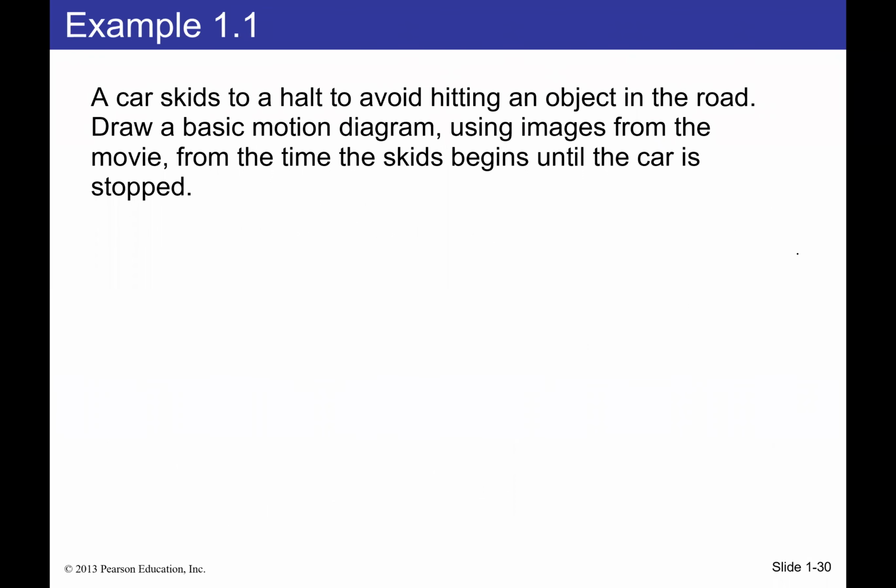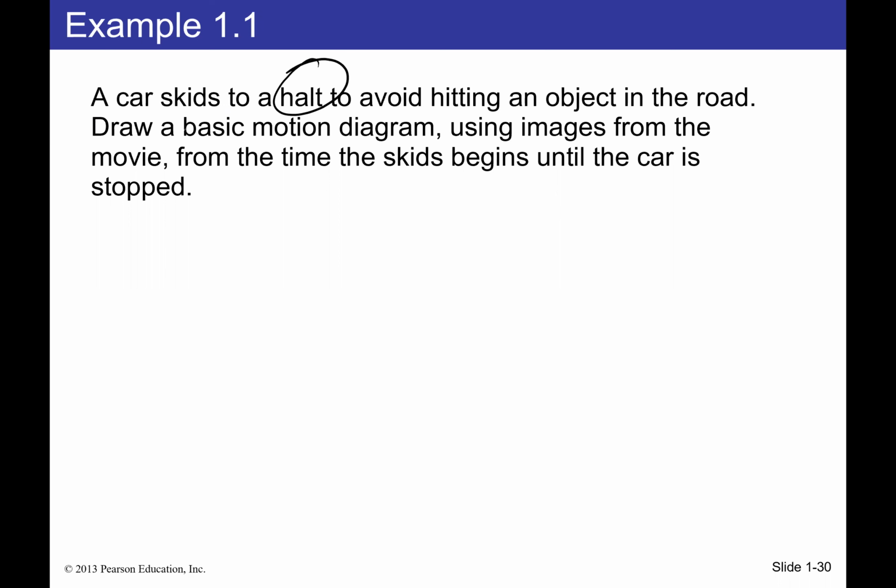All right, so here are some other conceptual examples. Let's say a car skids to a halt to avoid hitting an object in the road. That means a car is moving and then it skids to a halt. That means it is slowing down. To a halt means it stops. That means it is slowing down until it stops.